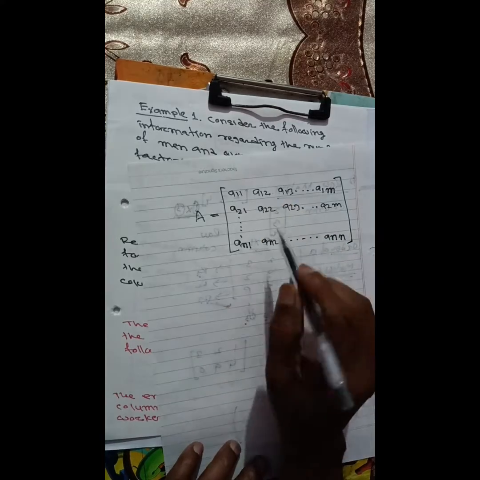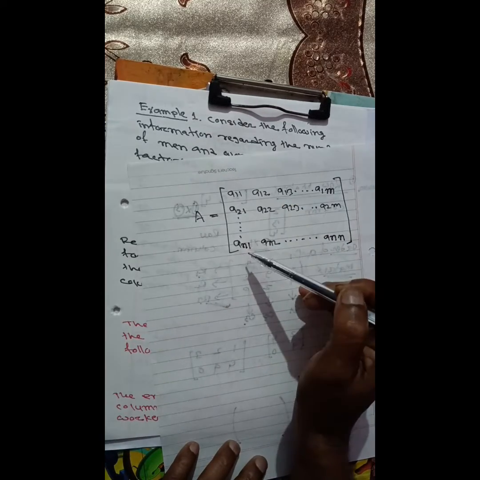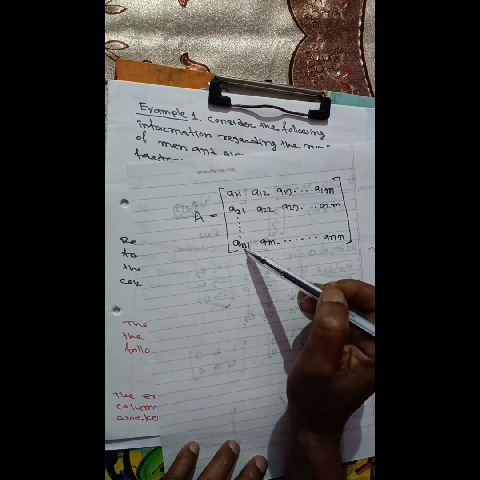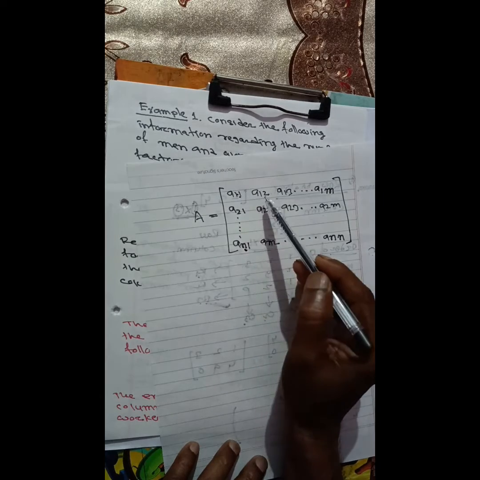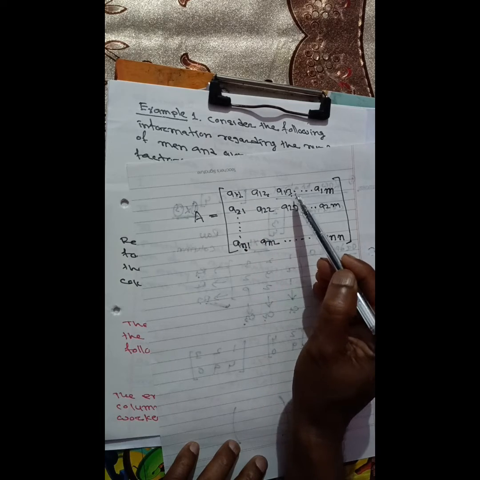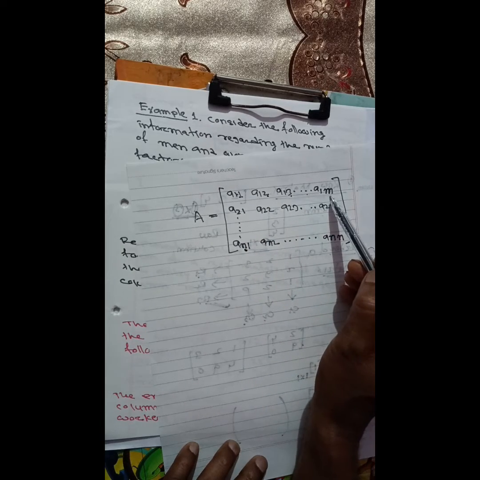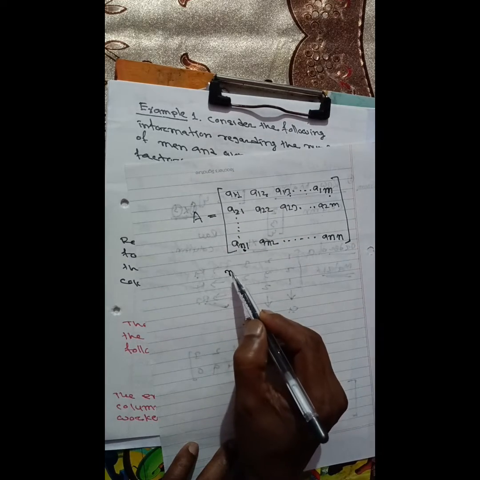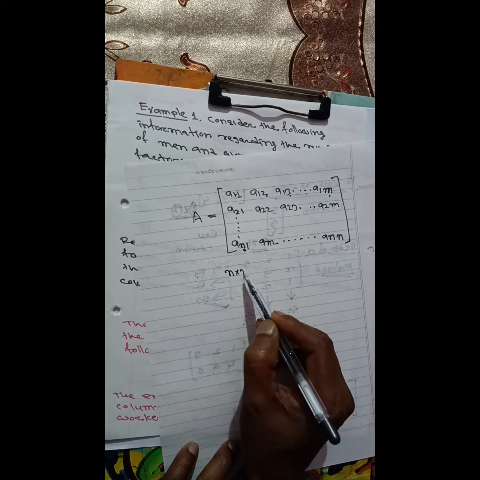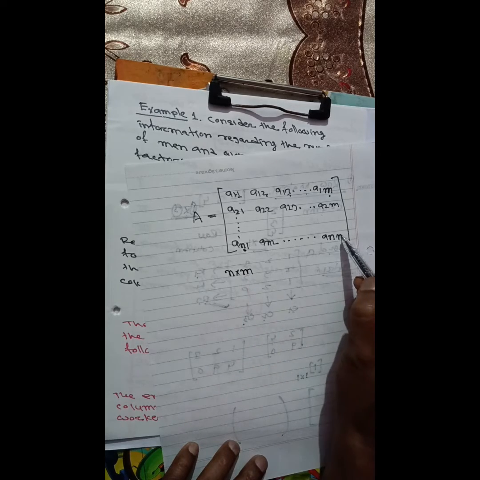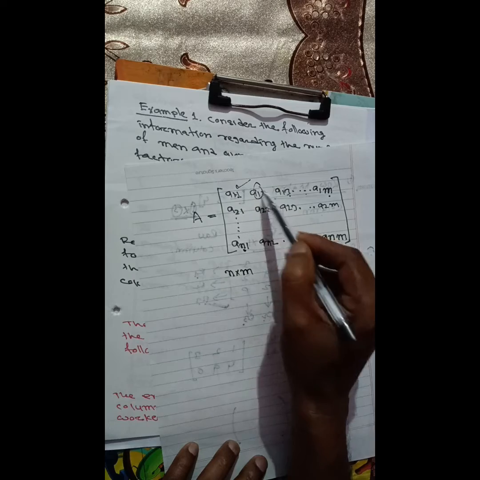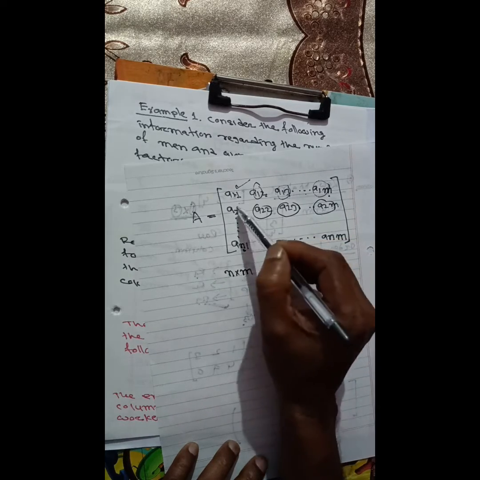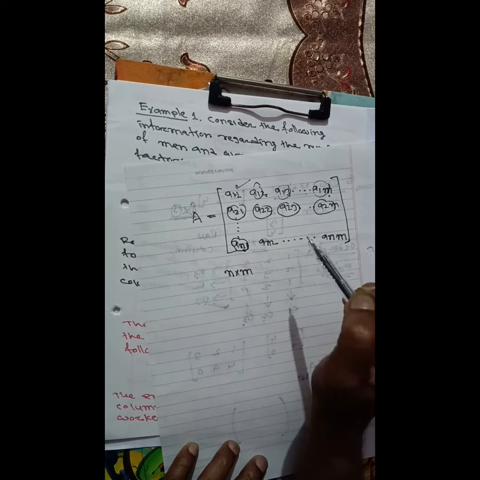In this matrix, how many rows are there? There are n rows: 1, 2, 3, 4, 5, up to n. How many columns? 1, 2, 3, dot dot dot, in a similar way m columns. That means it has n times m elements, and these are known as an entry, or sometimes an element of the matrix.